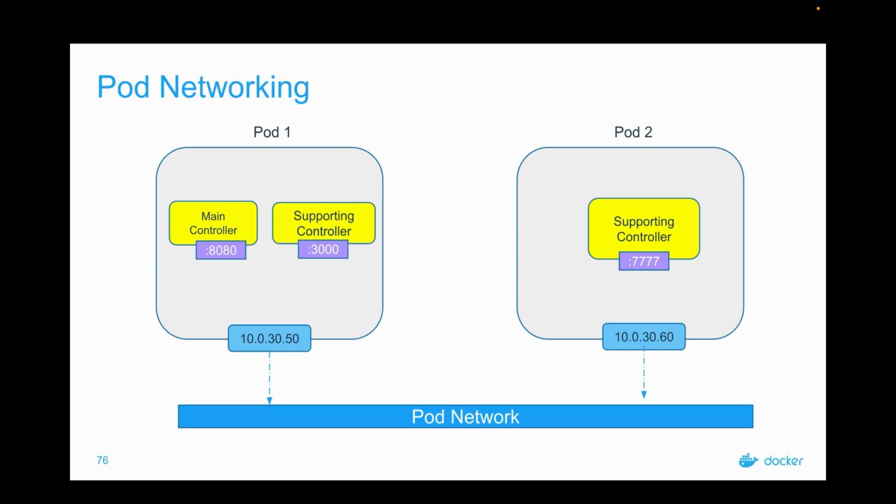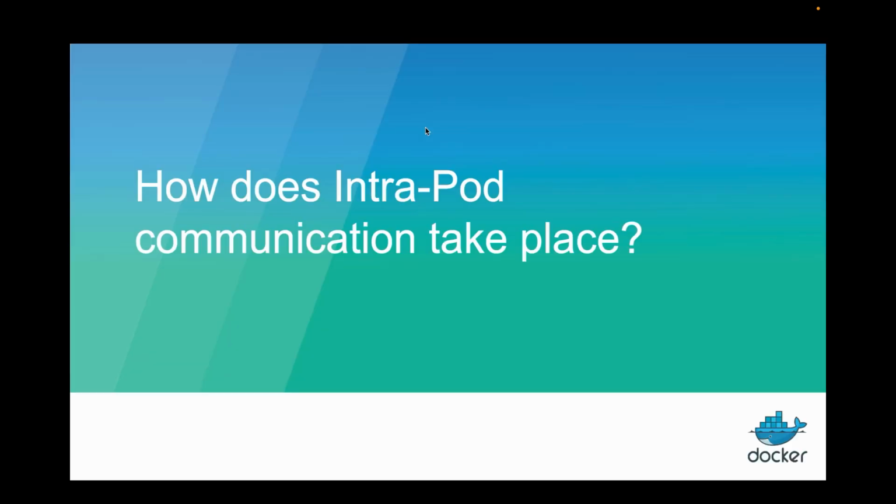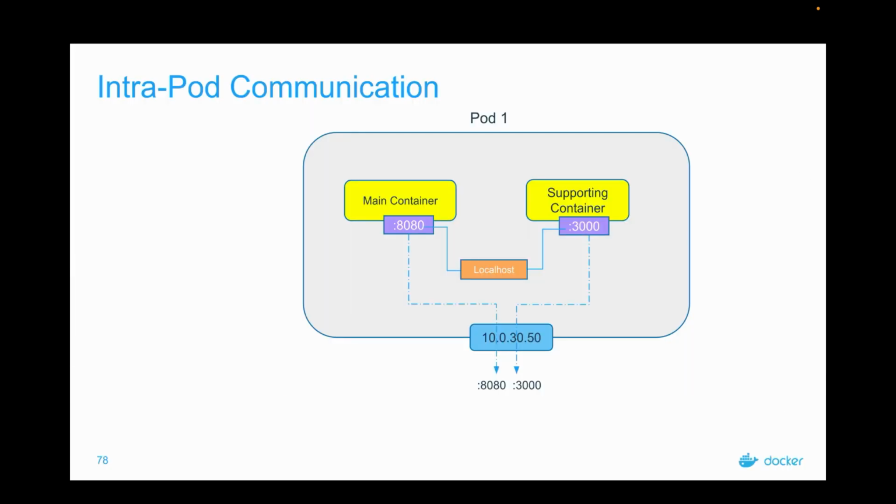So all pod addresses are fully routable on the pod network, which means that when you install a pod network plugin such as Flannel or Kube-Router or something like that, each pod gets its own IP address, and every pod can talk to any other pod. Say pod 1 talks to pod 2 through this particular address, so there is no need to mess with any port mapping. So it becomes so simple, right? Now this looks good, but how does intra-pod communication take place? Now let's jump into intra-pod communication.